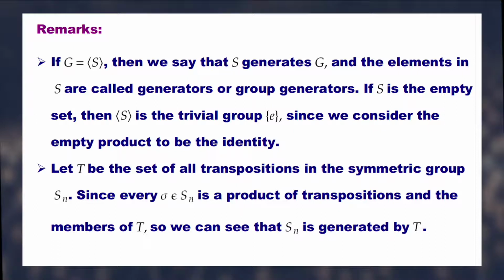Since we consider the empty product to be the identity, let T be the set of all transpositions in the symmetric group Sn. Since every sigma belonging to Sn is a product of transpositions, which are members of T, we can see that Sn is generated by T. Let's clarify this with an example.